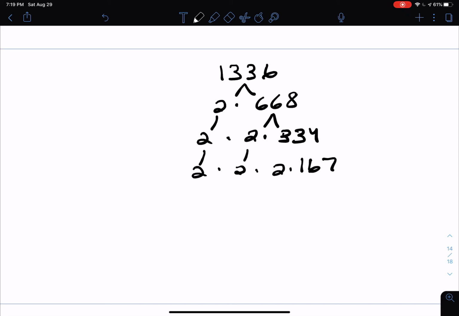As soon as you hit 10, you're getting like 16 point something. 11 doesn't go in evenly. Neither does 12. And at that point, if you divide 167 by 13, you get something like 12 point something. So now you're starting to get numbers less than what you're dividing by, so you run out. That must be prime. 167, you're not able to break it down any further. So the prime factorization is 2 cubed times 167.